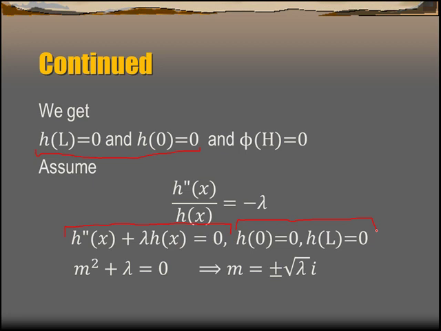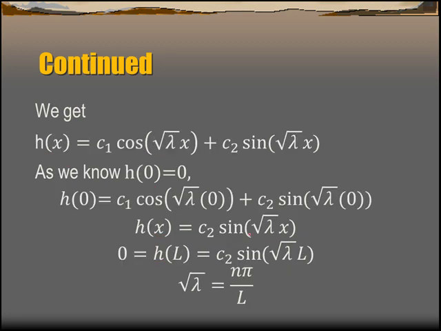Now we will use the method of auxiliary function to solve the second order ordinary differential equation. The auxiliary function associated with this ODE is m square plus lambda is equal to 0, which gives us two roots which are basically imaginary, plus under the root lambda iota and minus under the root lambda iota. Now if the roots are imaginary, then the solution has a special shape: c1 cos under the root lambda x plus c2 sine under the root lambda x.